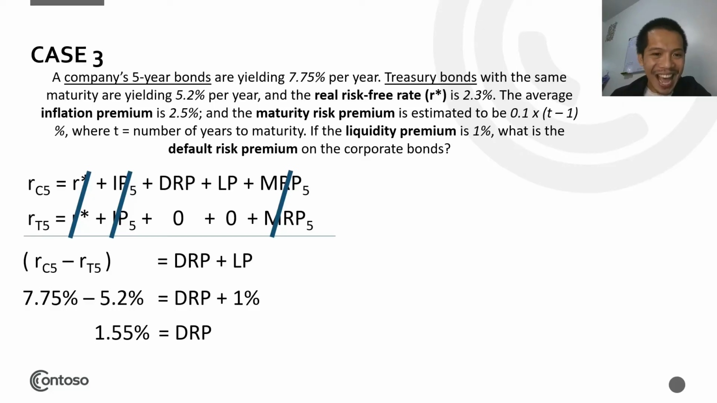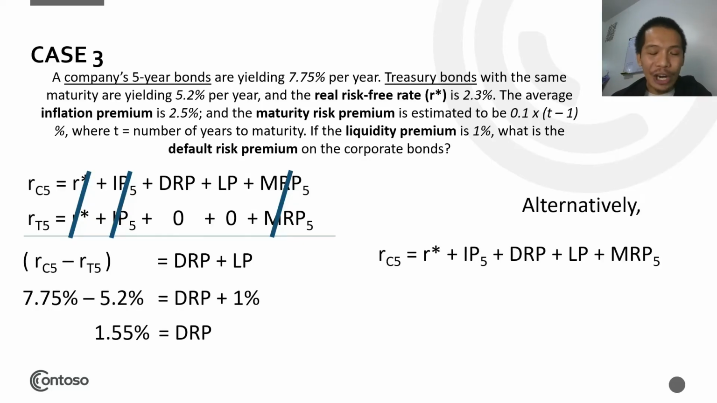Hence, DRP is 1.55%. Another way of arriving at the DRP is through the use only of the R sub C5 formula. Again, that's R star plus IP sub 5 plus DRP plus LP plus MRP sub 5.